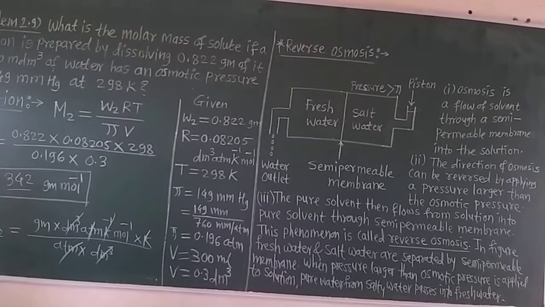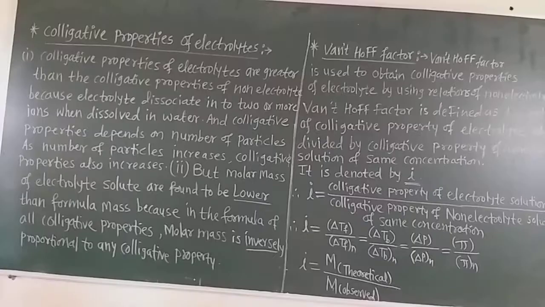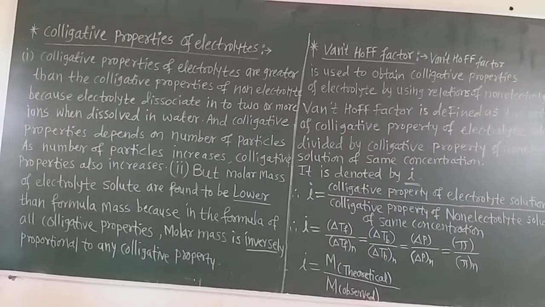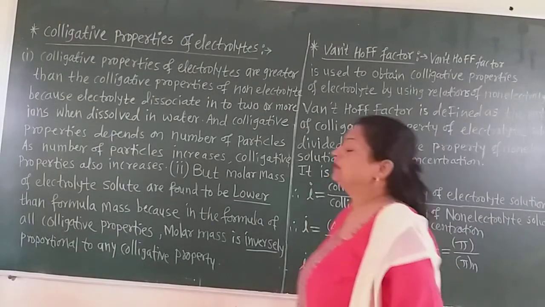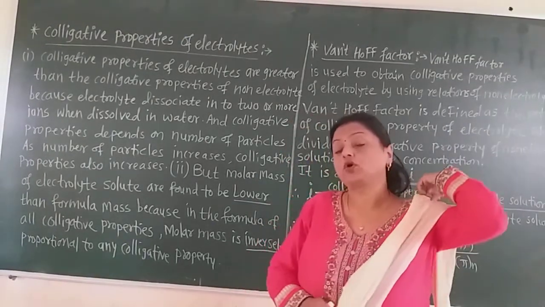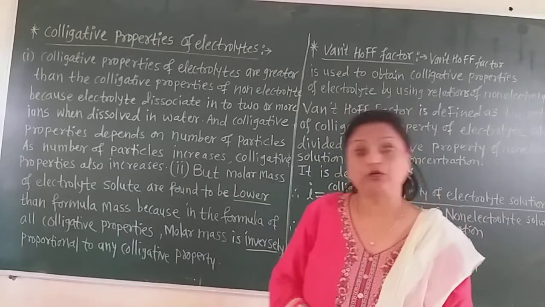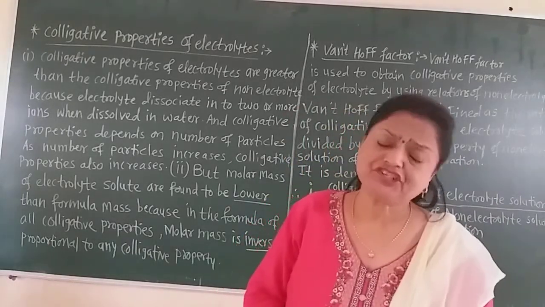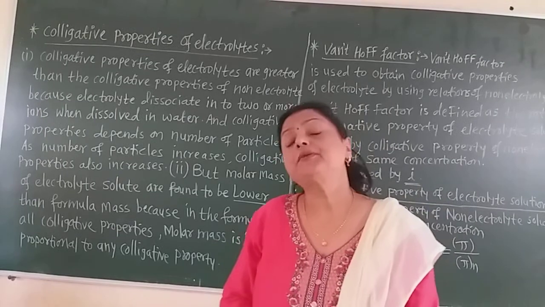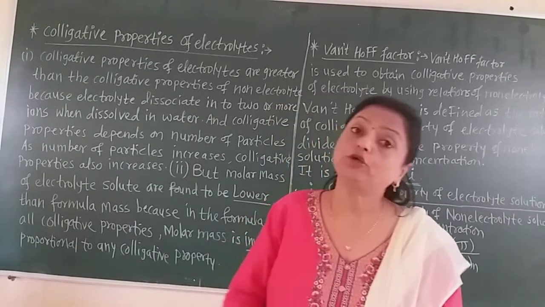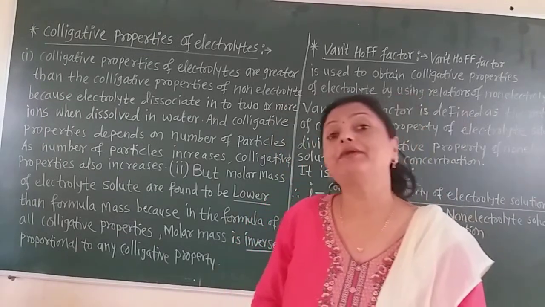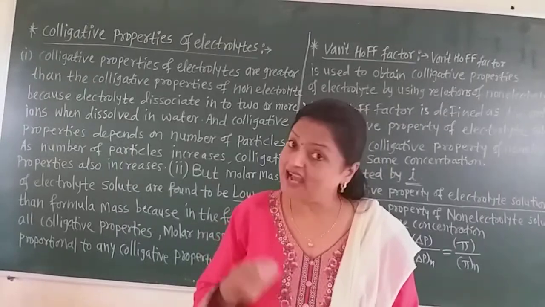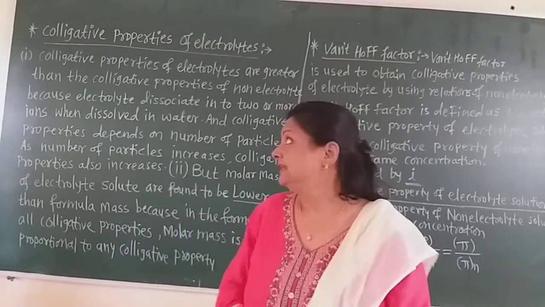Now we have to learn the colligative property of electrolytes. Pay attention students on the blackboard again. What is the difference between the colligative property of electrolytes and non-electrolytes, or what is the relation between them? The relation between the colligative property of electrolytes and non-electrolytes is given by the Van 't Hoff factor i. Now how is it? Let us learn.